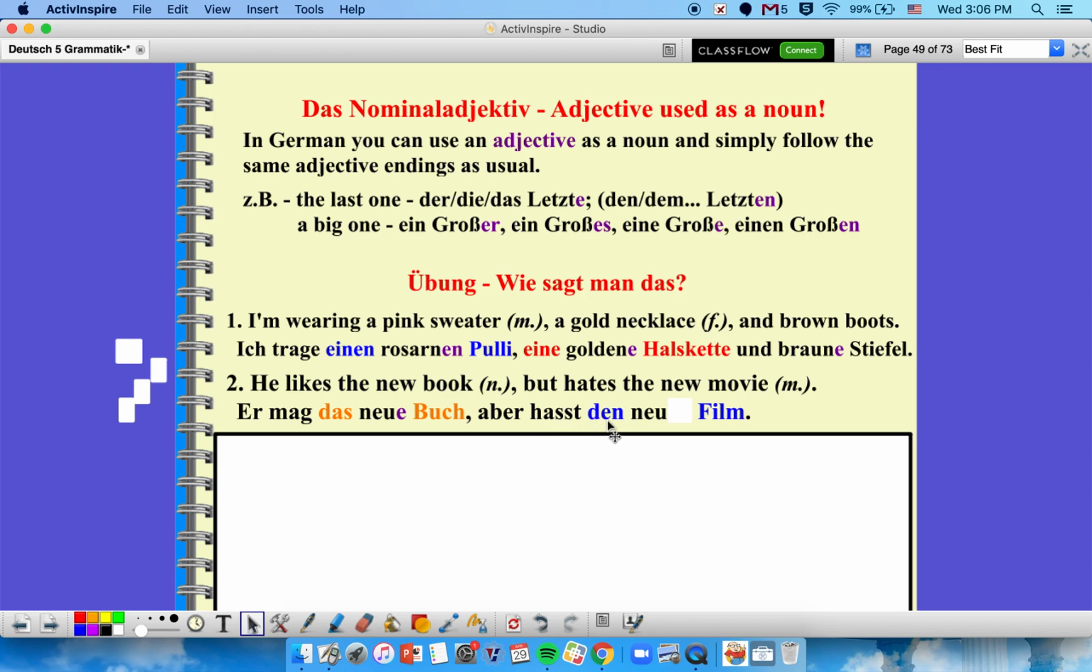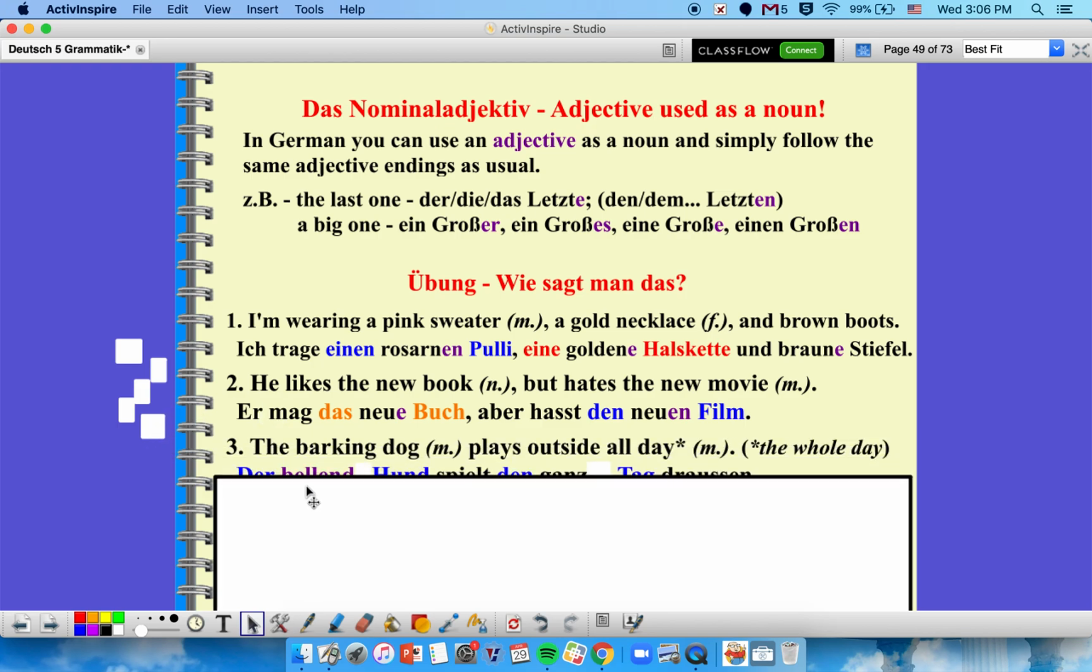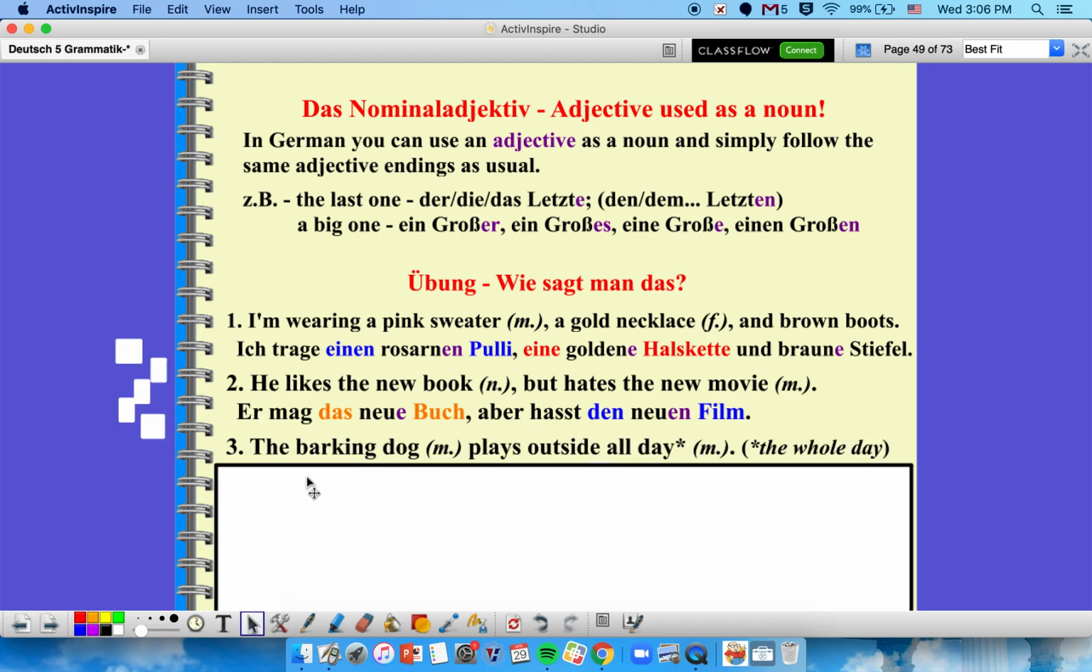Aber hasst den, okay, stop here. Is it original or changed? It's changed. Does it show? We actually don't even need to ask that question, do we? If it's changed, what do we always put? En. The barking dog plays outside all day.